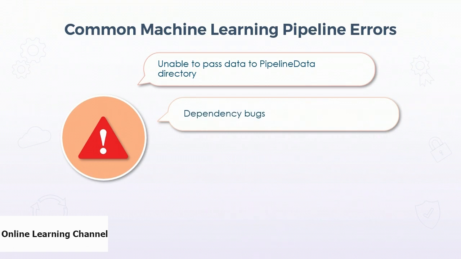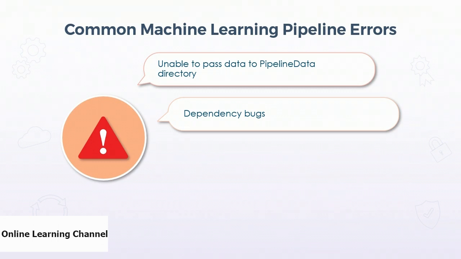Another common issue is dependency bugs. Now remember that when we execute a pipeline run, we do that inside an environment. And that environment needs to have the needed dependencies installed. So if you miss a dependency, as I have a million times, you'll find yourself getting errors because your script can't execute due to the missing dependency.